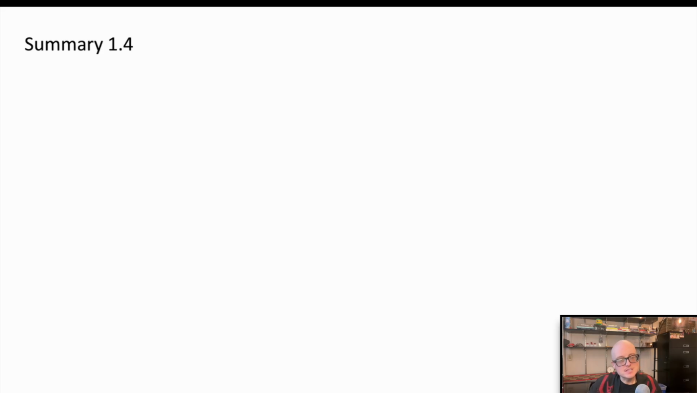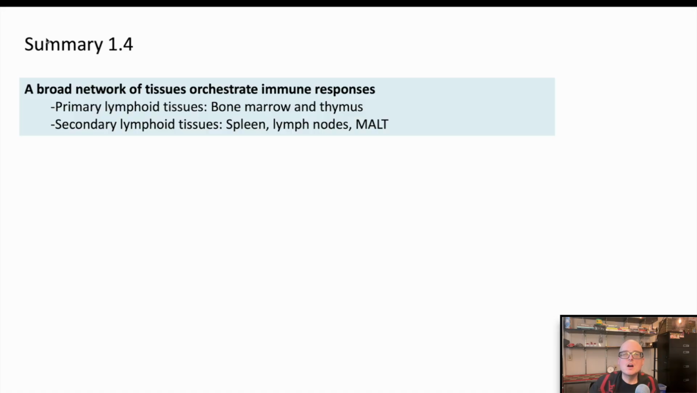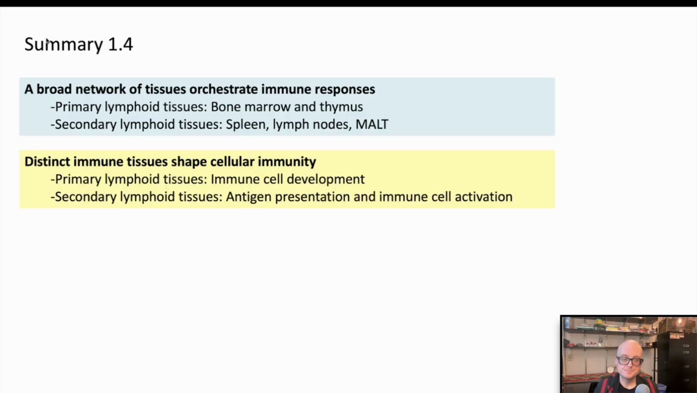Okay, let's summarize our tour of the different tissues of the immune system. As we saw, there is a very broad network of tissues that orchestrate immune responses, and we have two different designations of those tissues. We have primary lymphoid tissues, which are bone marrow and thymus, and these are primary sites of immune cell development. And we have secondary lymphoid tissues, the spleen, lymph nodes, and MALT, and these are sites of immune cell activation. Which is what this box is summarizing here.